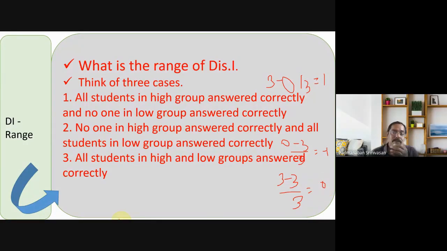So it varies from what is the lowest among all? Which is the lowest among the three? 1, -1, 0. Which is the lowest?